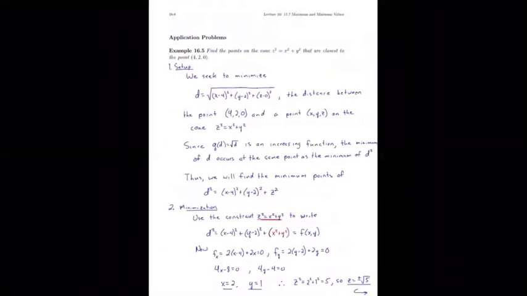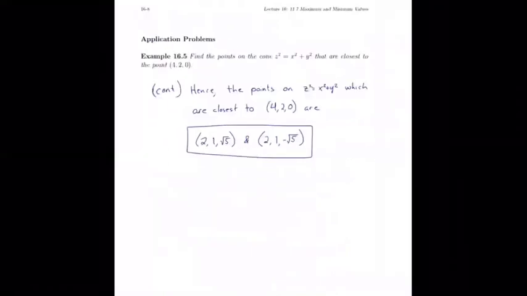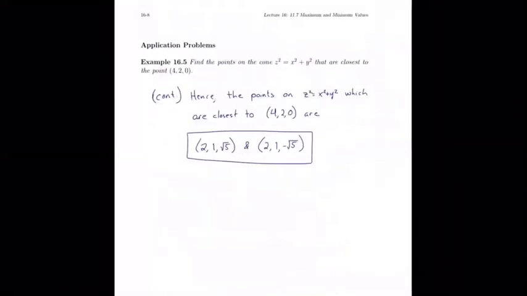Now, putting all this together, it's just a quick little finish to it all. The points on z squared equals x squared plus y squared, this cone, which are closest to (4, 2, 0), are both the points (2, 1, root 5) and (2, 1, negative root 5). So we have 2 points that are closest to that cone.